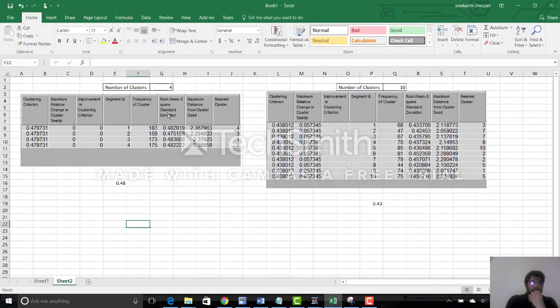I could see that the average root mean square standard deviation for 4 clusters was 0.48, and for the 10 clusters it was 0.43. This root mean square standard deviation is very similar to the standard sum of square errors. As the sum of square errors decreases with an increase in the number of clusters, the same is evident from the root mean square standard deviation. As the number of clusters has increased, the value has decreased from 0.48 to 0.43.